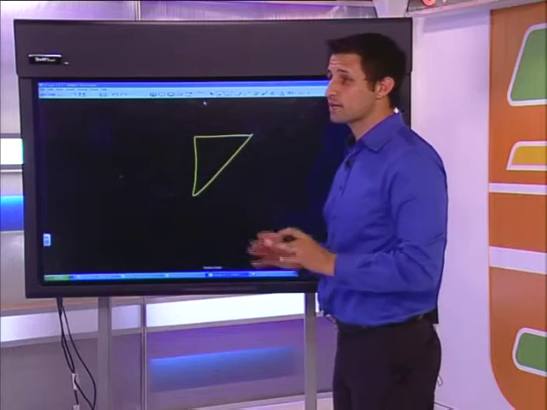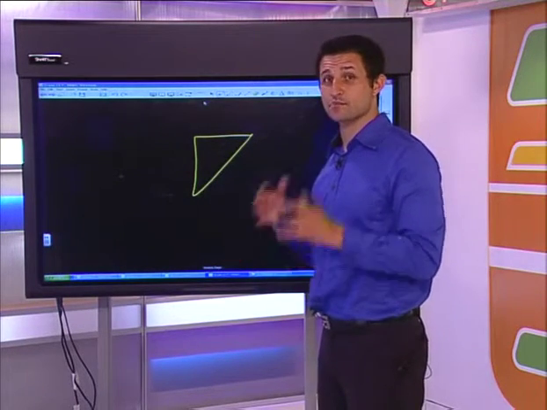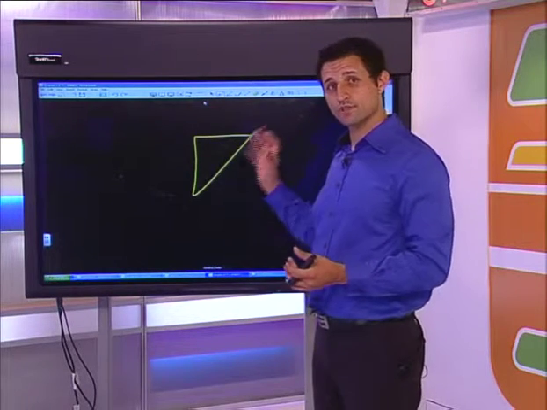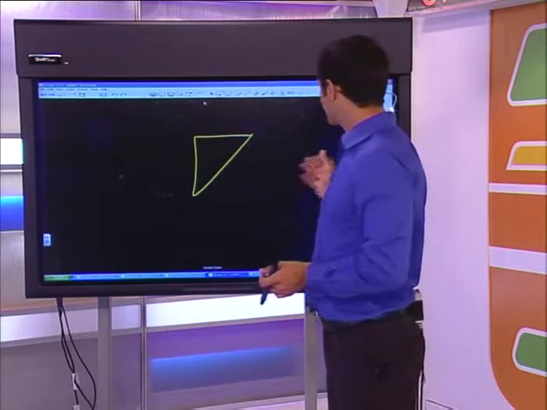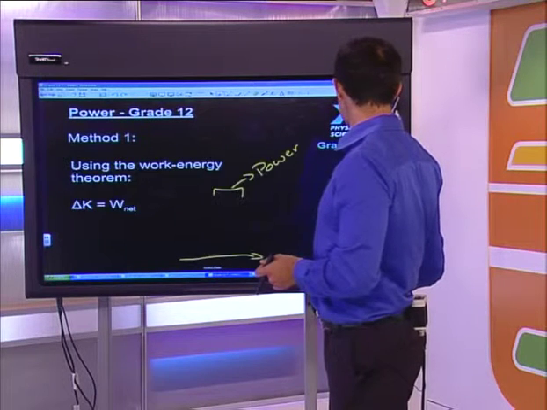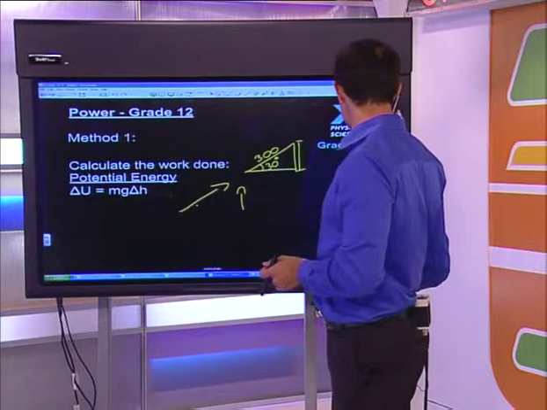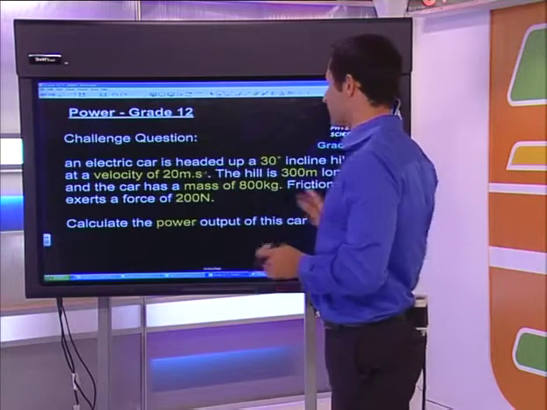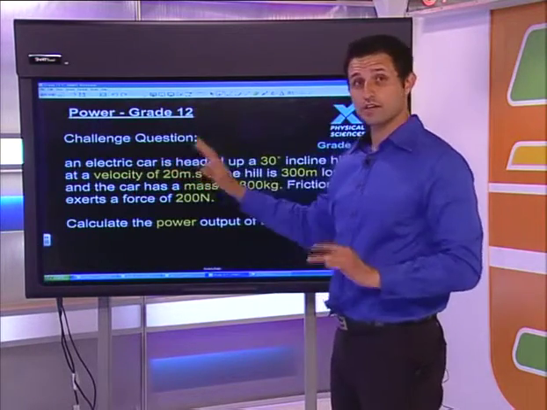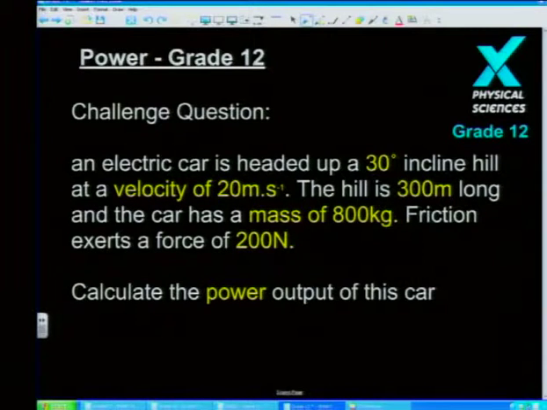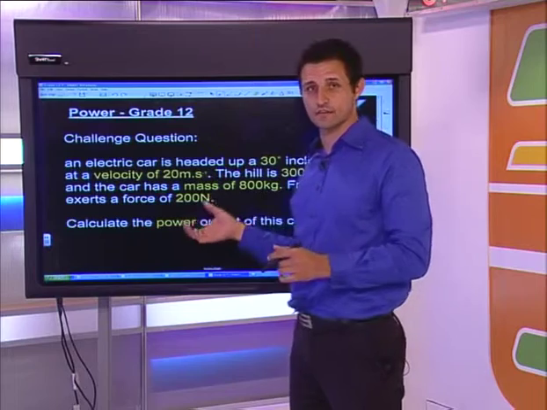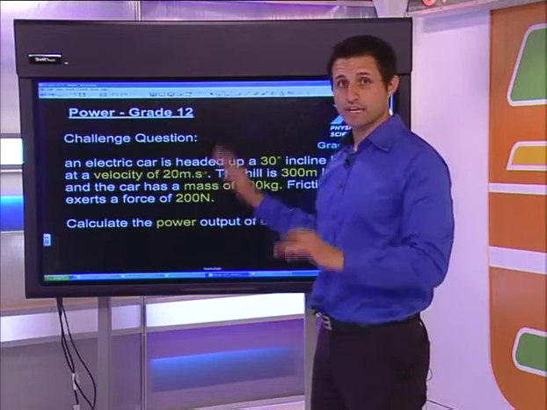Okay, Shabalala wants to know, how did you find the velocity? One of the things I find in the original description of my experiment is that the velocity is actually given. If you take a look at our original description of the question, the electric car is headed up a 30-degree incline hill with a velocity of 20 meters per second. That's a constant velocity, a velocity which is staying the same. So this is actually given in our question.